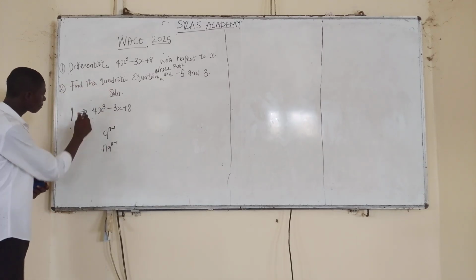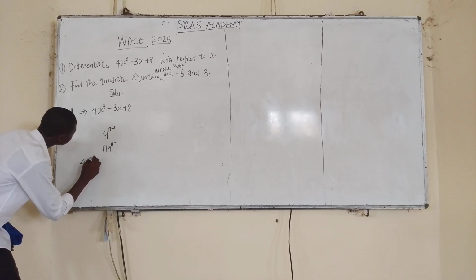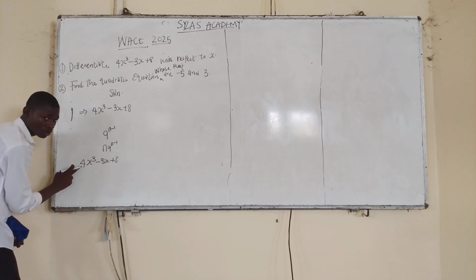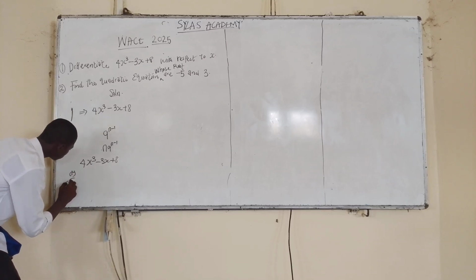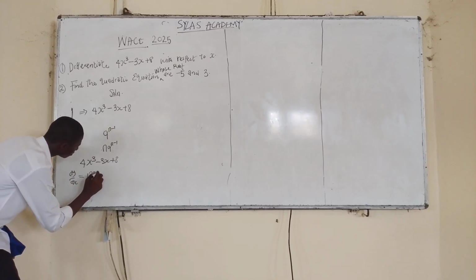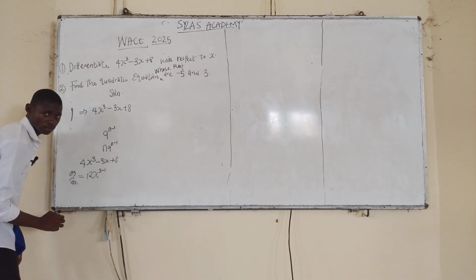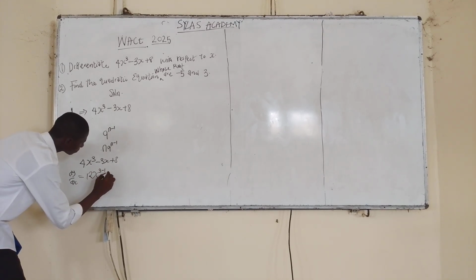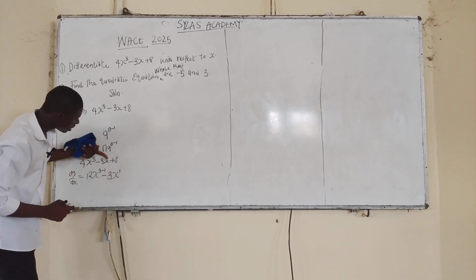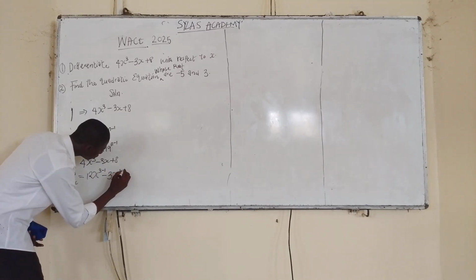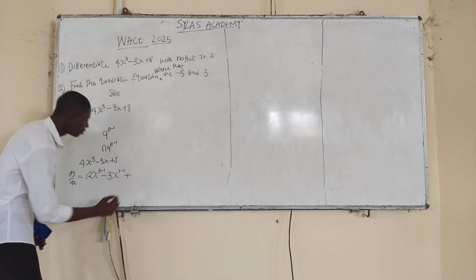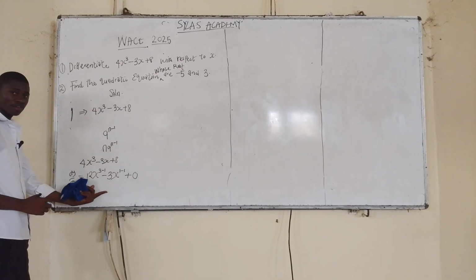Now how are you going to solve it? 4x to the power of 3 minus 3x plus 8. This one times this one gives you dy is equal to 12x to the power of 3 minus 1, but minus 3x to the power of 1, because this one here carries an invisible 1. So you have this one minus 1, plus, if you differentiate a constant term, it gives you 0. This is the expression I'm going to have.